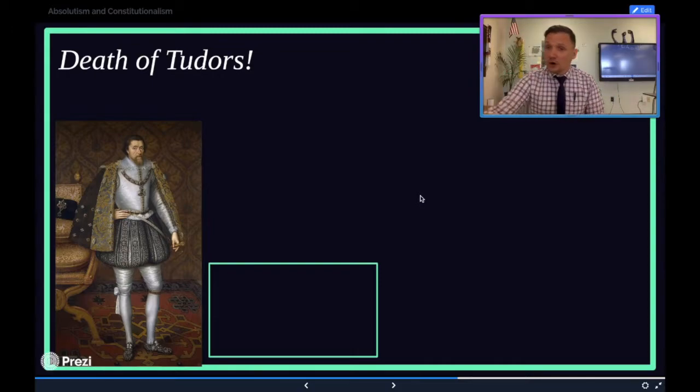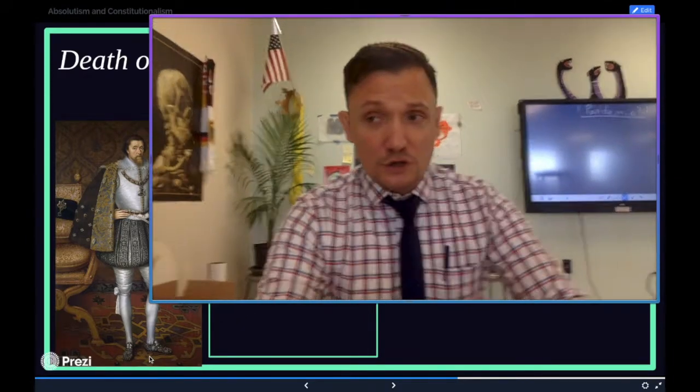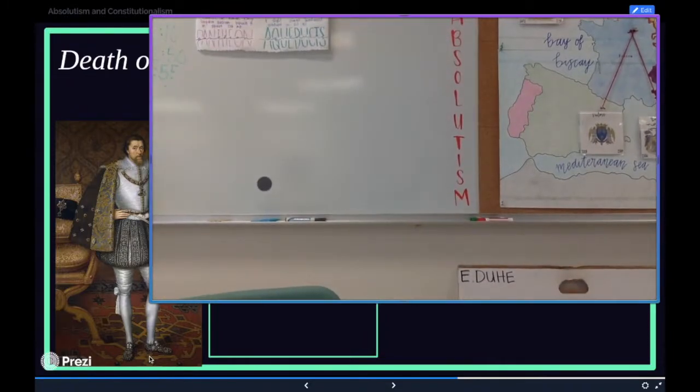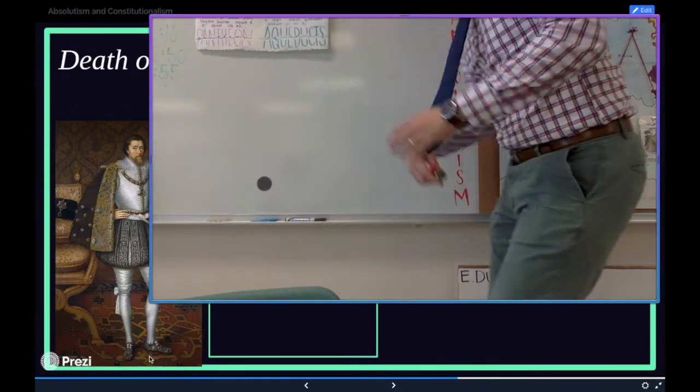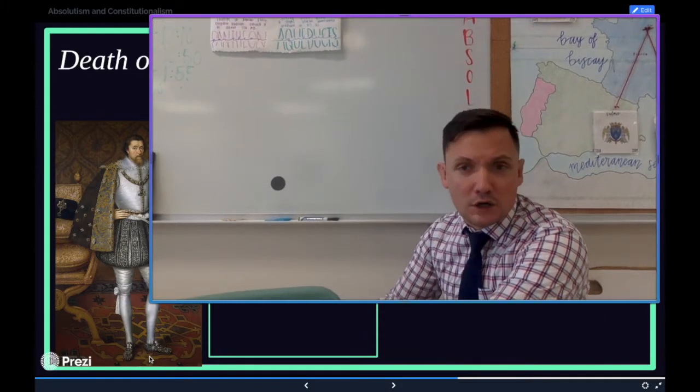So the Stuart monarchs are now coming into power because they are the most directly related by blood to the Tudors, right? So let's just go ahead and turn this way real fast. Just so you understand, let's go ahead and outline the Stuart monarchy in total so you know where we're going before we get there.